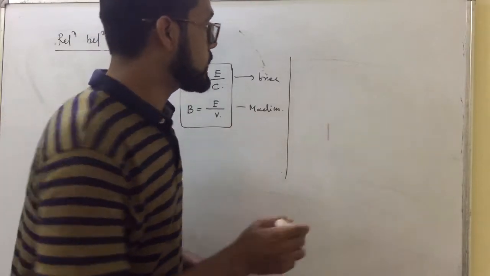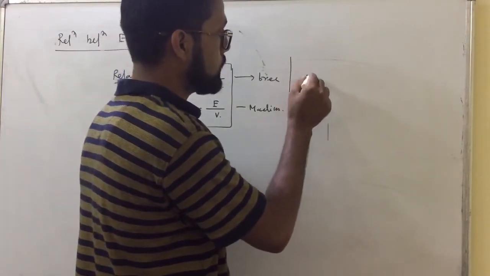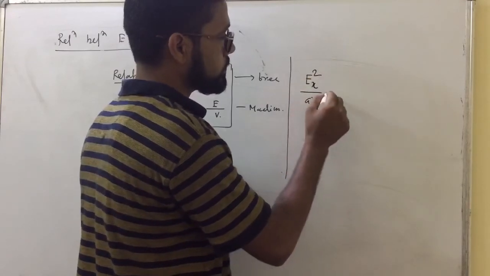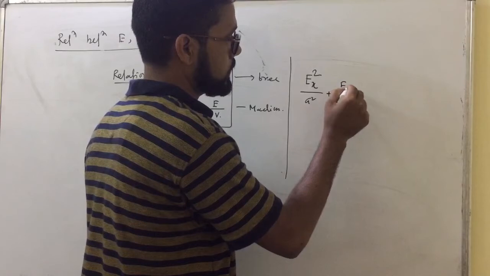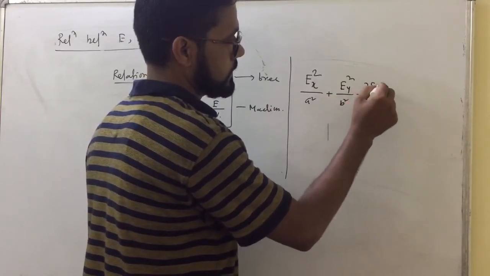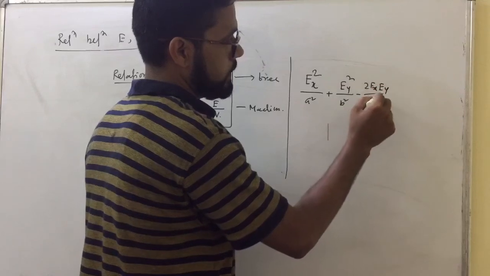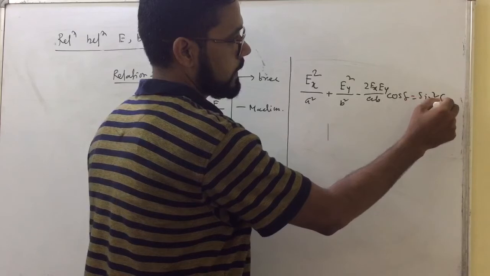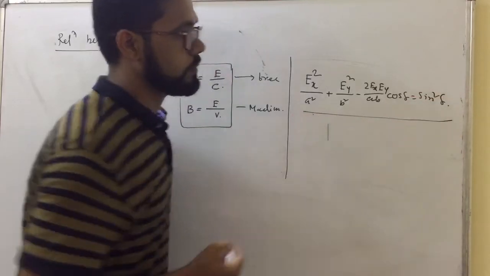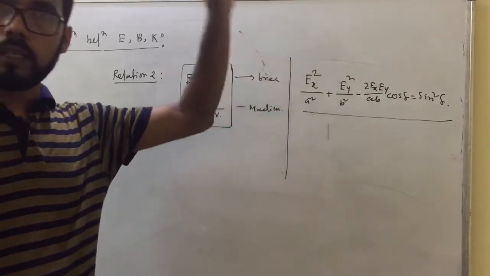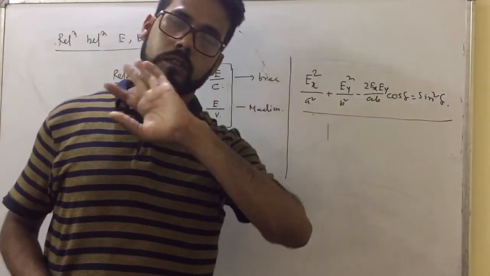So conventionally, have you remembered this equation? I think you have remembered. This is the polarization equation: Ey squared over B squared minus twice ExEy over AB cos delta equals sine squared delta. This is the equation of polarization of an electromagnetic wave. Ex means electric field. So polarization of an electromagnetic wave means polarization of the electric field.